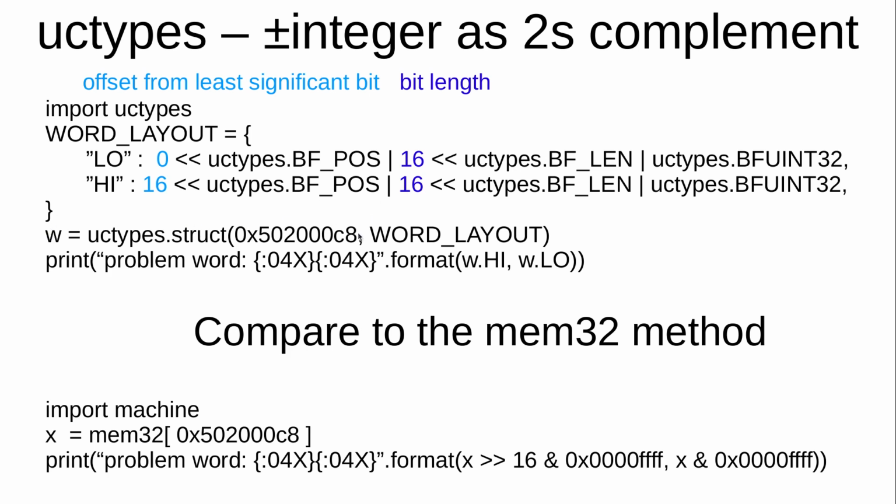And here's how you overlay the word. Here's the address of the word, and this is what you're using to overlay it with. And then to access the values within the structure, you just use dot notation. So W.high, W.low. Compare it to the mem32 way.